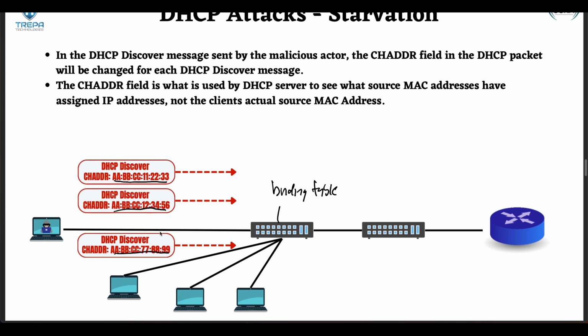So by default, the DHCP server only looks at this, not the actual source MAC address, but the binding table is going to look at both, and that happens when we enable DHCP snooping.